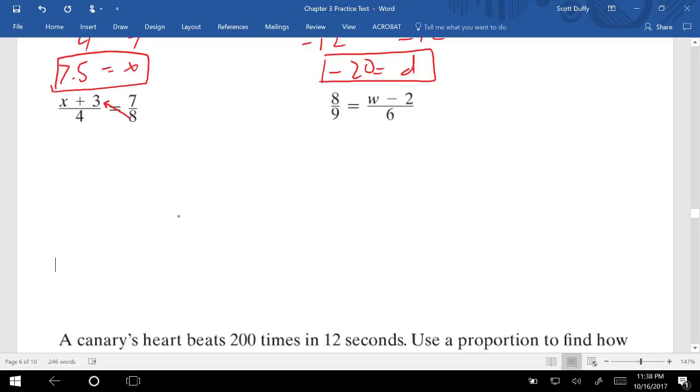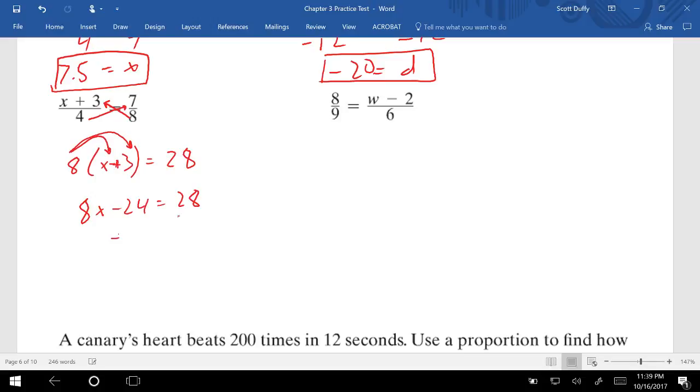Eight gets to be multiplied by all of that. So I take 8 times x plus 3 equals 4 times 7, which is 28. Then I have to distribute. Anytime I see parentheses, go ahead and distribute. 8x, 8 times 3 is 24. Add 24 to both sides, or subtract it, excuse me, because this was addition. Subtract 24. 8x equals 4, divide by 8, divide by 8, and I get x equals 1/2, or you can say 0.5.